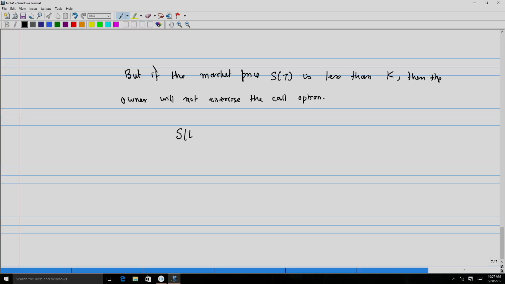Let us illustrate this through an example. Suppose S of t, the spot price today, is 100, and I agree on an option with expiration t equal to 1 year and the strike price or exercise price of 105. Now, suppose that the stock price today, which is 100, goes up to 110, or another possibility is it goes down to 95.